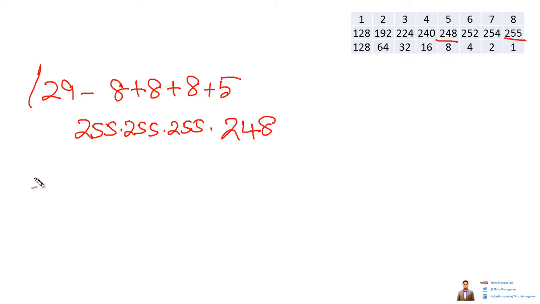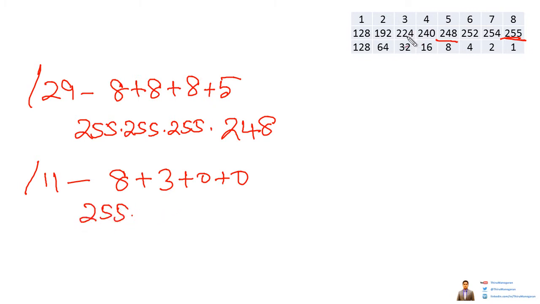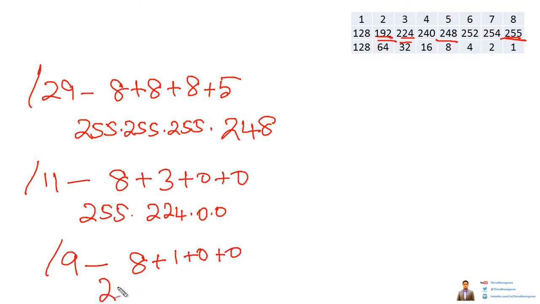Let's say /11. How can we write 11? 8 plus 3, 11, plus 0 plus 0. So 8 bits is 255, and 3 bits on here means 224. So 255.224.0.0. Let's say 9 bits on, /9. How can we write it? 8 plus 1 plus 0 plus 0. So 8 is 255, and 1 bit is 128. So 255.128.0.0.